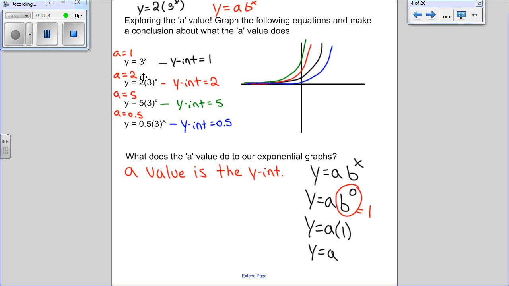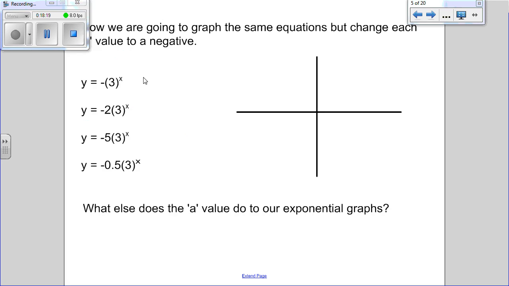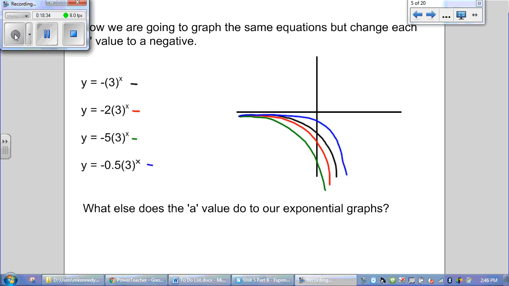What if you have a negative a value? We're going to take all those graphs we just did on the other page, and we're going to graph them all again, but we're going to change the a value to be a negative a value. So I want you to go ahead and try to graph those. If you graphed all those things, you should have noticed it was the same graphs as the slide before, except they were all flipped upside down.